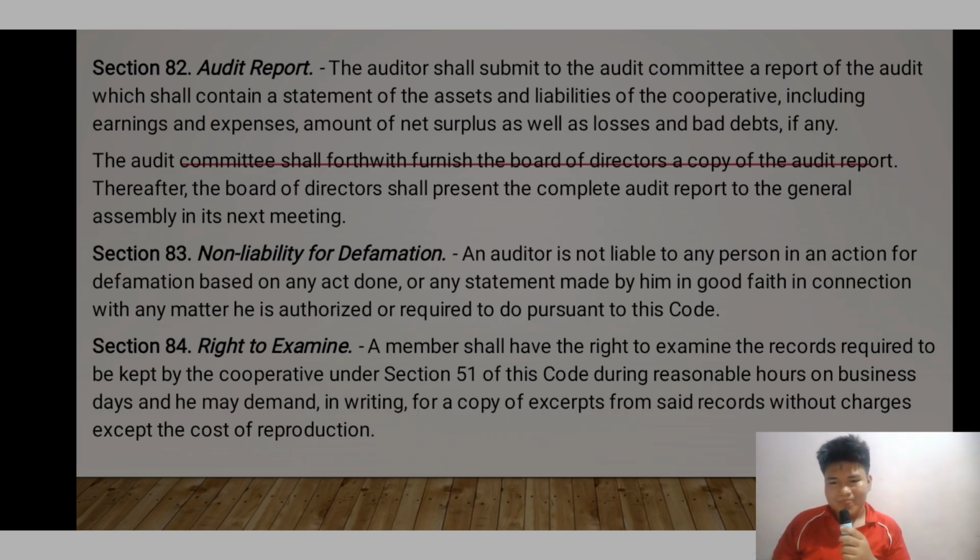Section 84. This section establishes the right of members to examine cooperative records during business hours, including the right to request copies of excerpts. It also outlines penalties for officers who refuse access to the records.